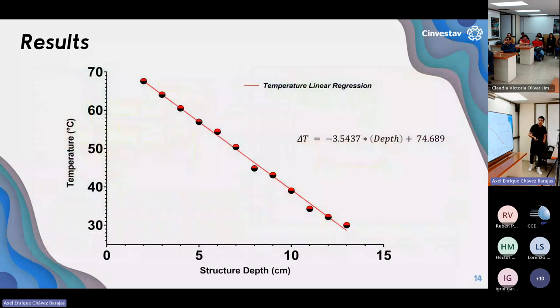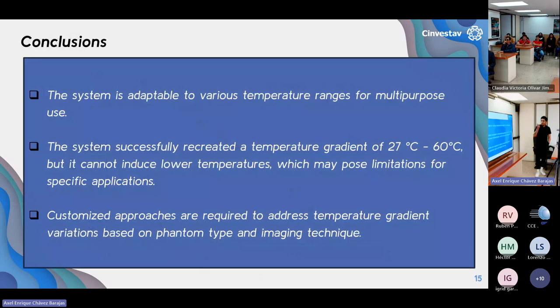We also conducted a linear regression in order to estimate or infer the temperature inside the body phantom at any point of our structure. So this is a correlation of the structure depth in the phantom body and the temperature that it presents. Also, we calculated an equation.